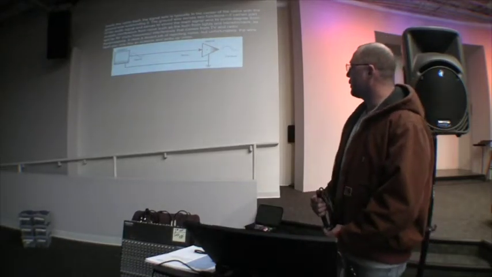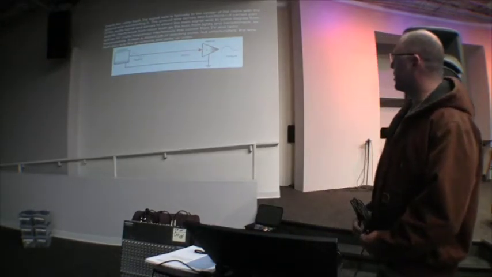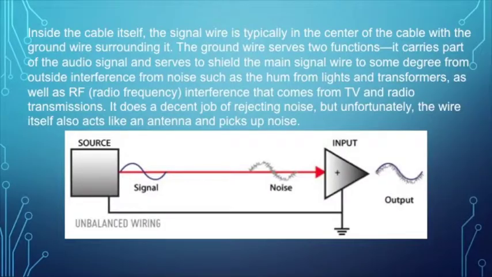Inside the cable itself, the signal wire is typically in the center of the cable with the ground wire surrounding it. The ground wire serves two functions. It carries part of the audio signal and serves to shield the main signal wire to some degree from outside interference from noise, such as the hum from lights and transformers, as well as RF interference that comes from TV and radio transmissions. It does a decent job of rejecting noise, but unfortunately the wire itself also acts as an antenna and picks up noise.